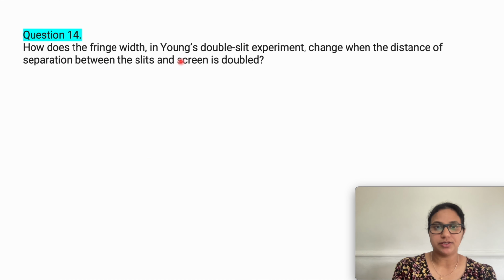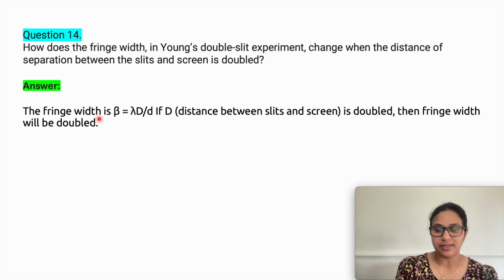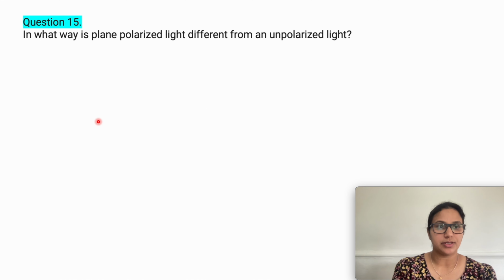Next, how does the fringe width in Young's double slit experiment change when the distance of separation between the slit and the screen is doubled? The answer is, as we know, the fringe width is β is equal to λD by d, where capital D is the distance between slit and screen. If it is doubled, then the fringe width will be doubled.